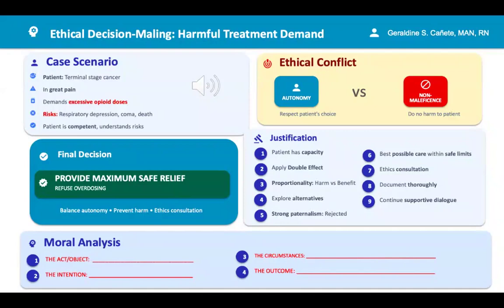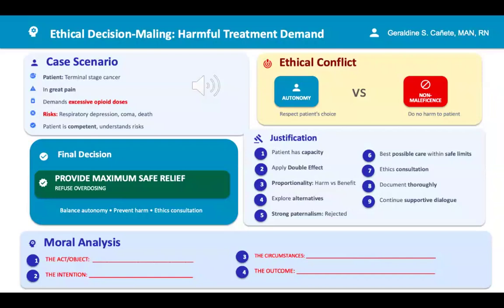From an autonomy perspective, the patient has the right to make their own decisions about their medical care, even if those decisions seem unwise or harmful to others. This right is based on the principle of self-determination and the belief that individuals have the right to control their own bodies and their own lives. Now, what are some arguments, do you think, in favor of respecting the patient's autonomy in this case?